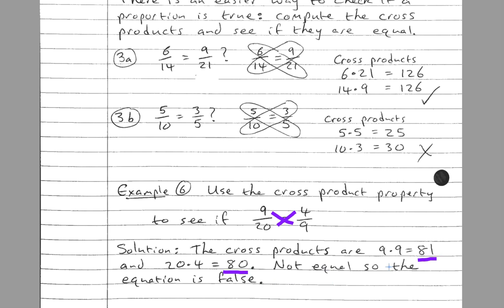So this proportion, this equation, is false. The proportion is false, the equation is false. 9 over 20 is not equal to 4 over 9. You could also check using the common denominator 180.